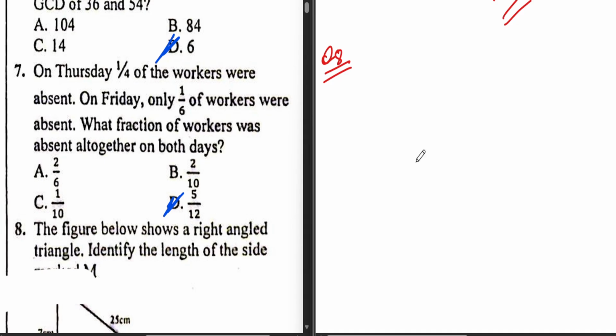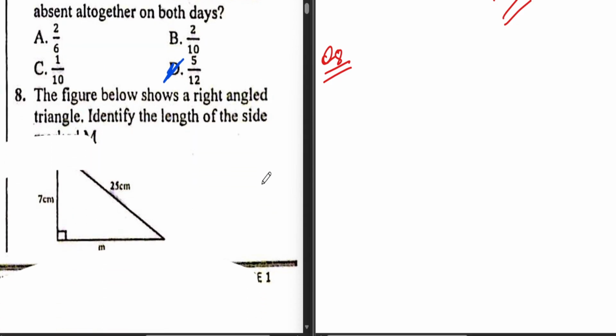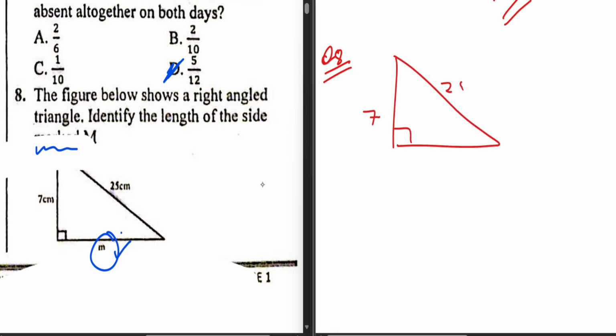Okay, question 8. Question 8 is telling you that the figure below shows a right angle triangle. Identify the length of the side M. Okay, this is the side. I'm not sure what's the thing here, so I'm just guessing this is the question. So we have a triangle which is a right angle. We have 7. We have 25.